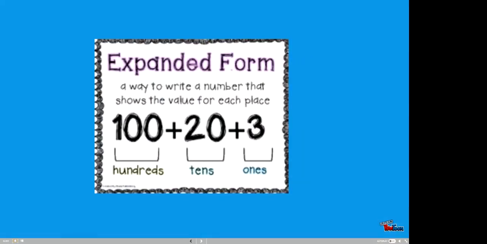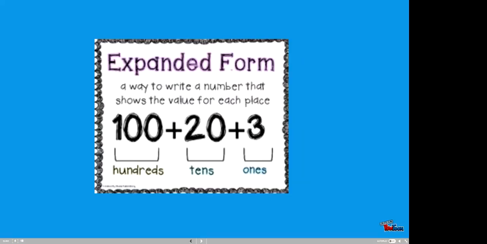So the first thing that we would look at would be the expanded form. And students need to learn to compose and decompose numbers into hundreds places. They move from standard form to expanded form and then back again. Students explore composing and decomposing numbers using the base 10 blocks and place value.